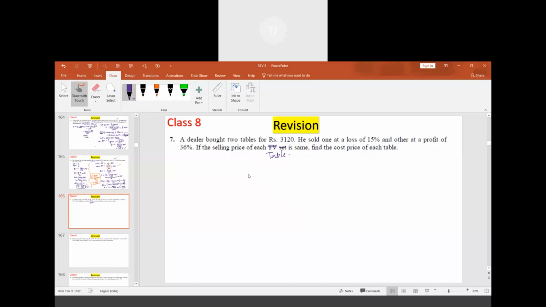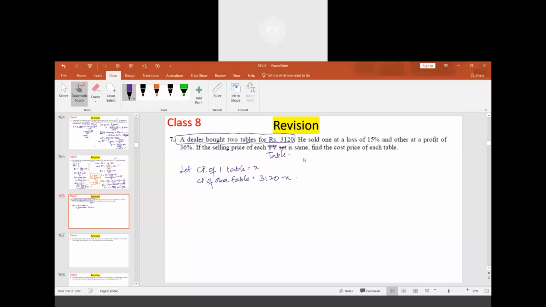They have given the cost price of both the tables. They have not mentioned each. So let the CP of one table be X. So the CP of the other table will become 3120 minus X.